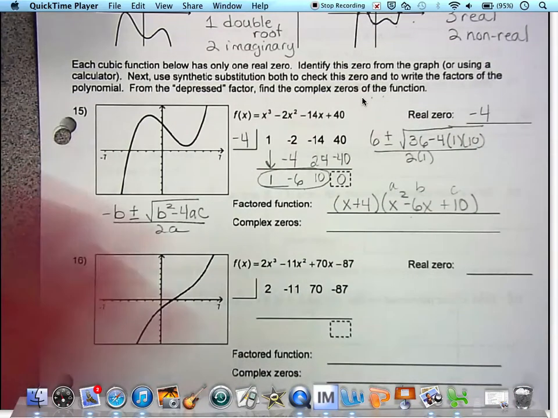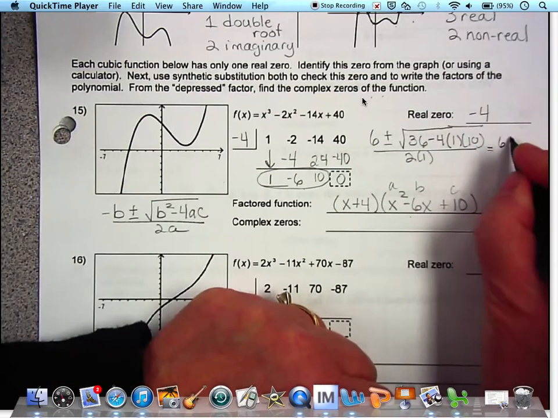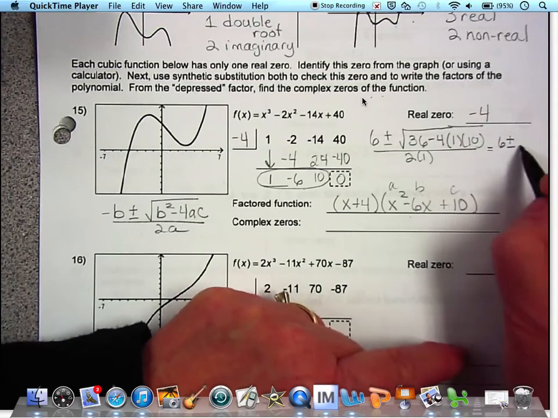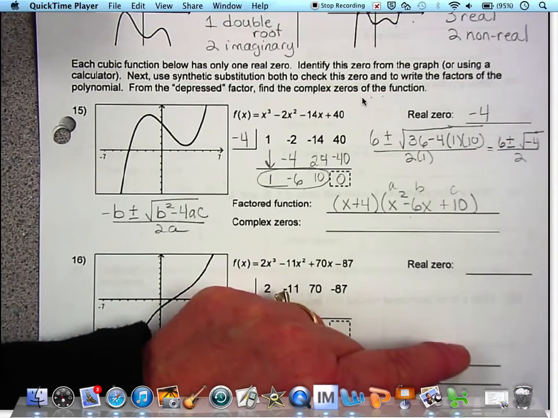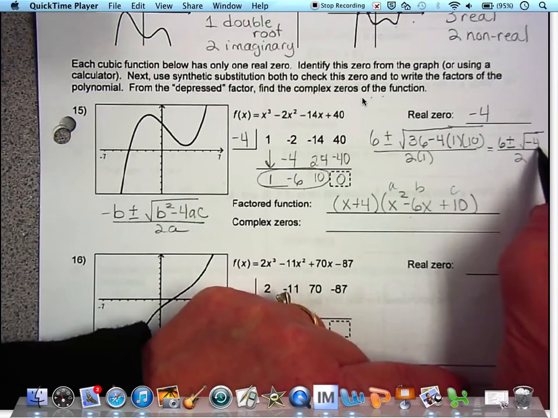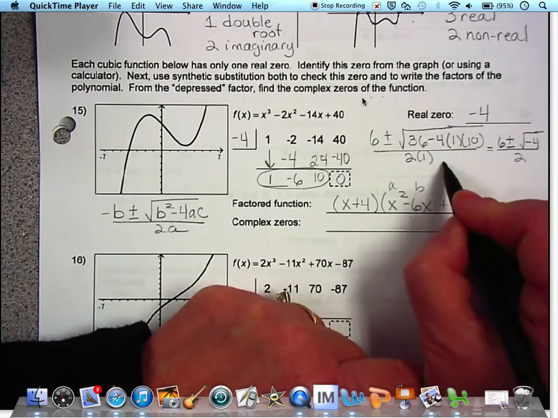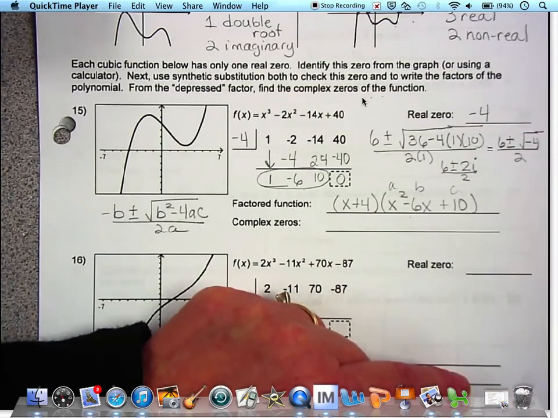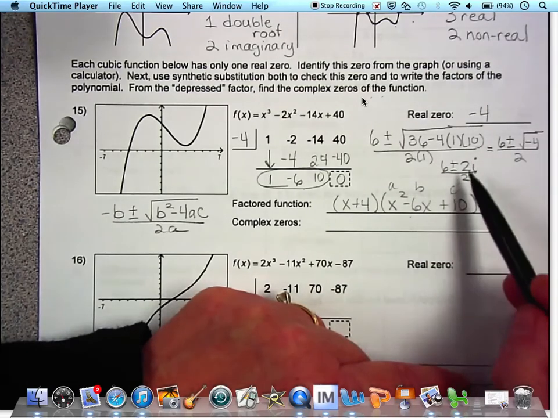Okay. That's good. So 6 plus or minus, what's 36 minus 40? Negative 4. Square root of negative 4 over 2. Remember, the square root of a negative is an i, right? What's the square root of 4? 2. So we're going to have 6 plus or minus 2i over 2. We can take it down a notch. We can divide everything by 2.